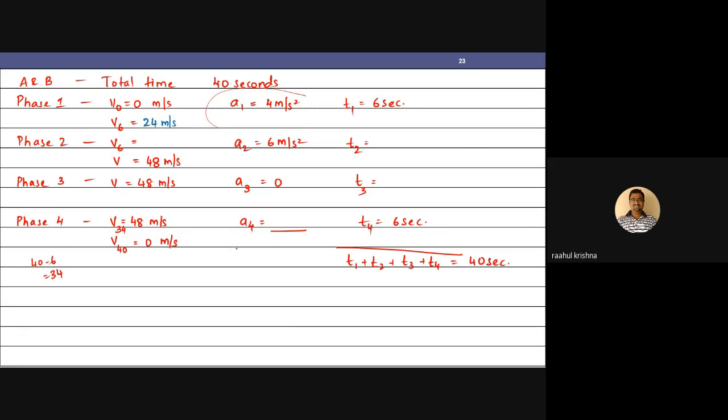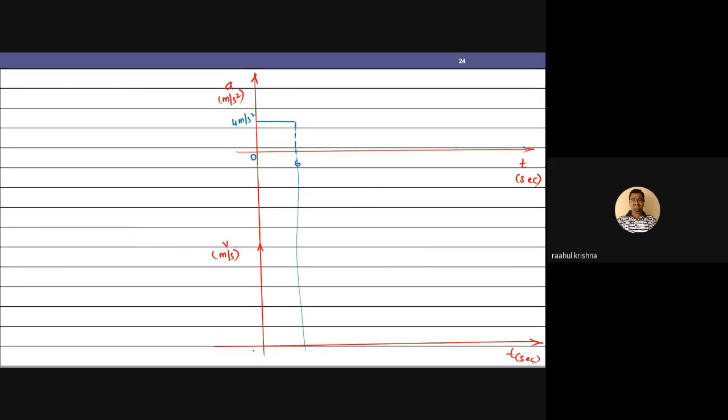meters per second. तो मैंने क्या किया, अभी यहाँ पे मैंने 0 मार्क किया. Here my t is 6 seconds, and let me mark my velocity here. Okay, so my velocity here it was. Let me mark it. So this is 24.